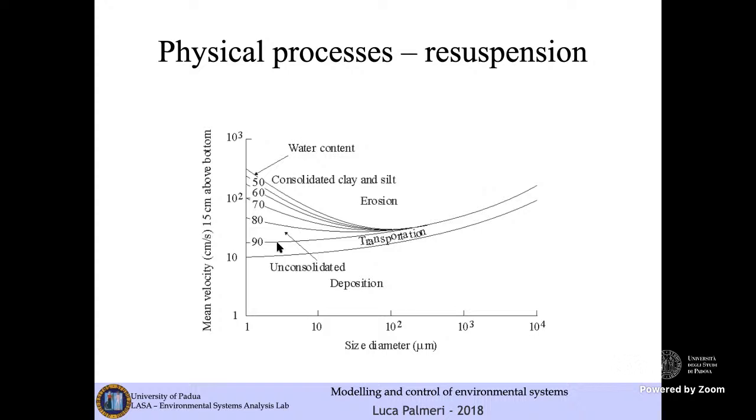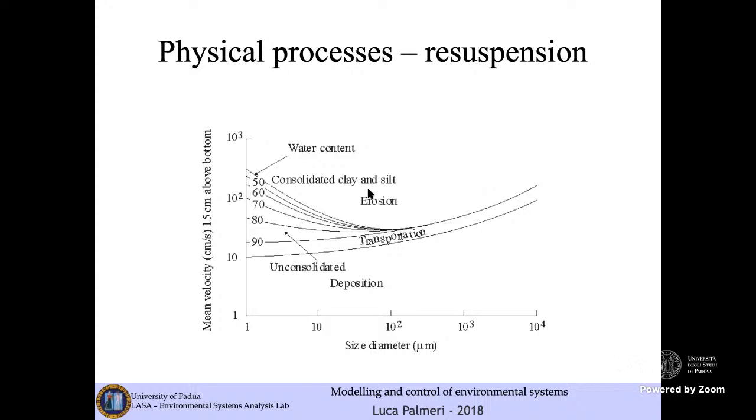So we have transportation, that is horizontal motion of material on the bottom of the sediment. We have erosion, that is resuspension of material from the sediment into the water column, and we have a contrary process, that is deposition of material from the water column into the sediment.